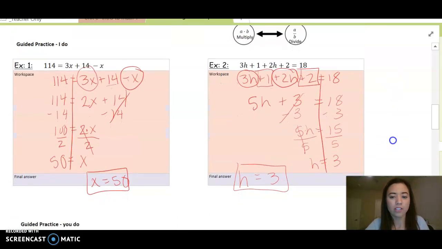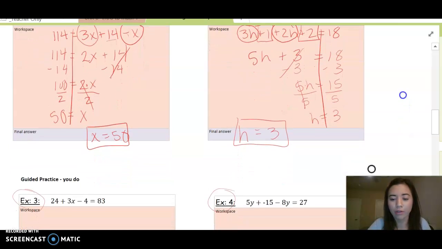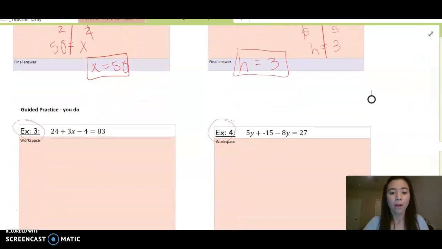Look back at these 2 examples we've done to help you if you need a reminder of what you should be doing. But go ahead at this time, pause me, try 3 and 4. Come back if you get stuck. And then once you figure out where you got lost, try pausing me again to figure it out. It's really important that you try these practice problems. Okay, pause me and get started.